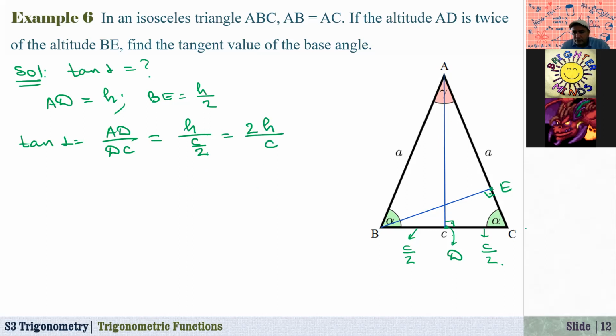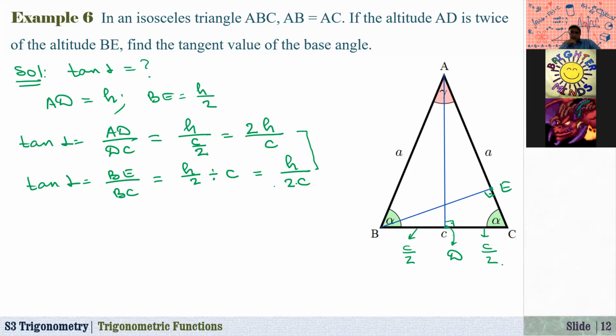How about in the small triangle, triangle EBC, right? Also, tangent of alpha is equal to opposite side, that is BE, over BE over BC. What is BE? BE is H over 2. Let me just write as division. BC is equal to C. So that's equal to H over 2 times C. Okay, so these things are the same, right? Actually, 2H over C equals H over C over 2.